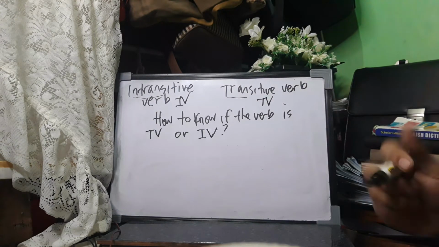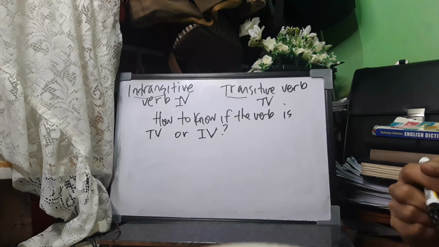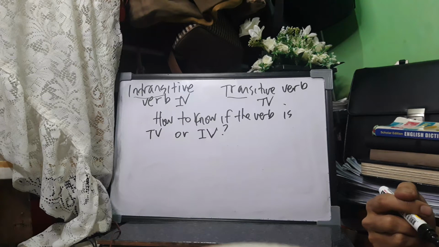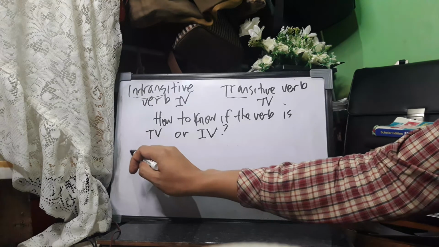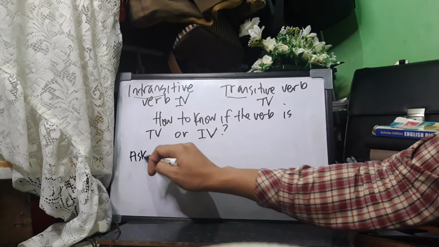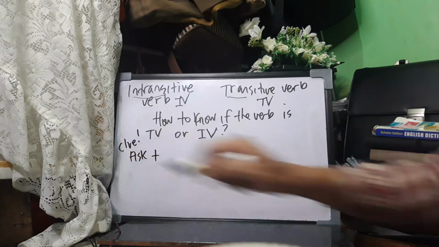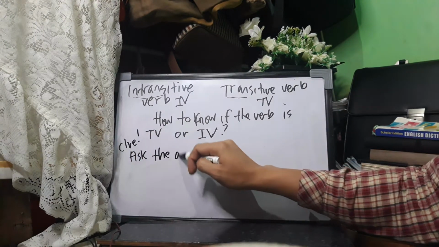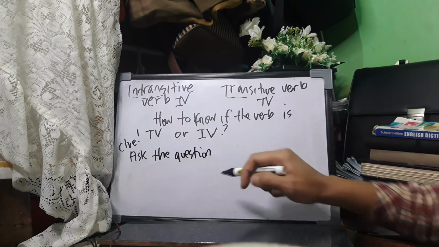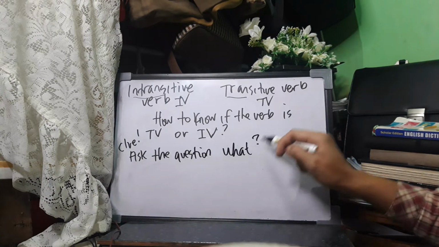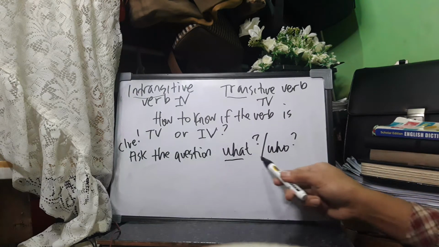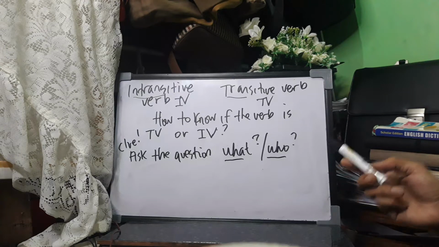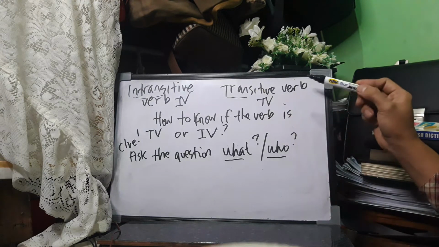That's why my lecture is entitled Grammar Made Easy, because I will be giving you an easy clue on how you can identify intransitive from transitive. So let's start. Your clue here is that you always ask the question, what or who. Those are the only two clues that you need to know to identify whether a verb is intransitive or transitive.